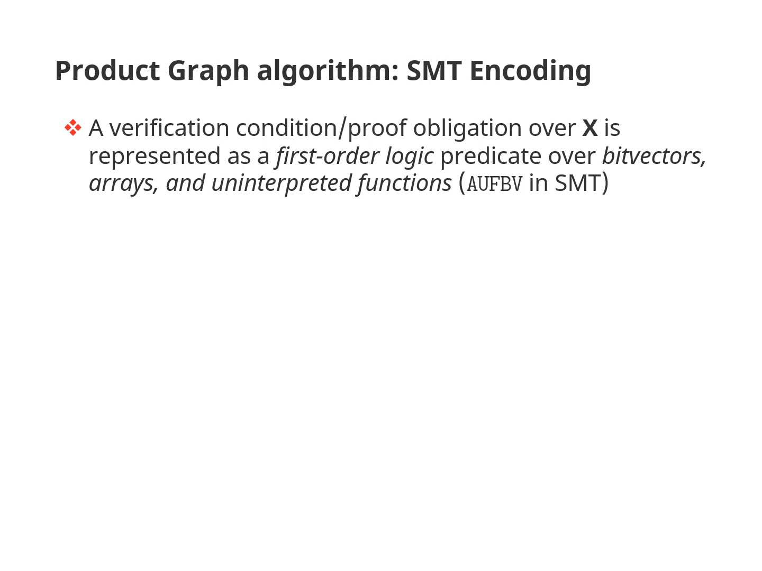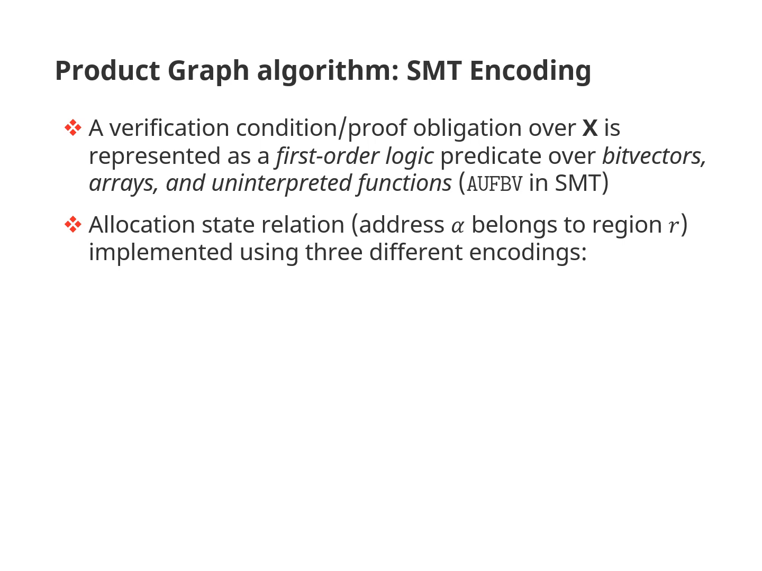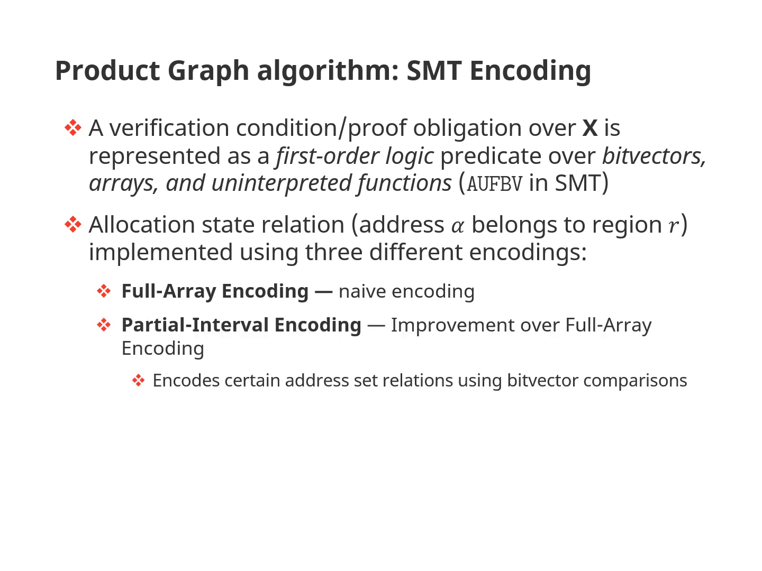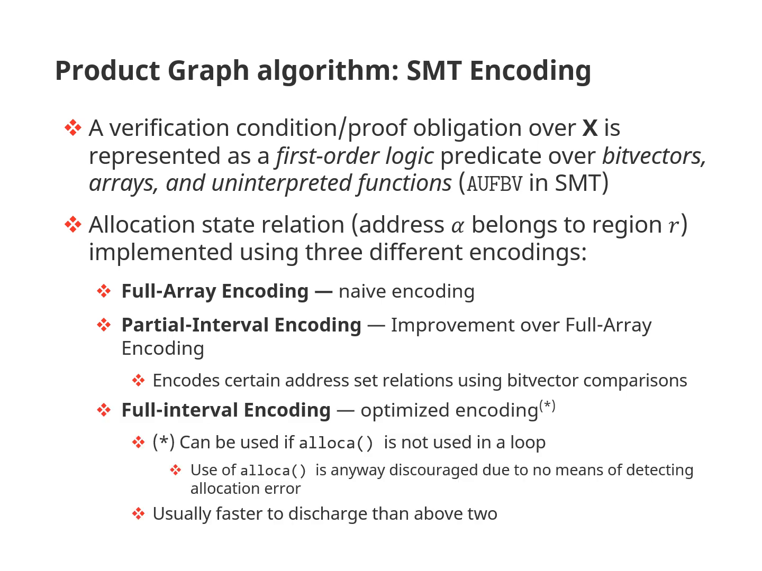The proof obligations generated for the semantic requirements are represented as first-order logic predicates over bit vectors, arrays, and uninterpreted functions. We provide 3 different encodings for an allocation state query. The full array encoding is a naive encoding which uses SMT arrays. The partial interval encoding is an improvement over full array encoding which encodes certain relations using bit vector comparisons instead of arrays. The full interval encoding is an optimized encoding which uses only bit vector comparisons but can only be used if certain constructs are not present in the input procedures.